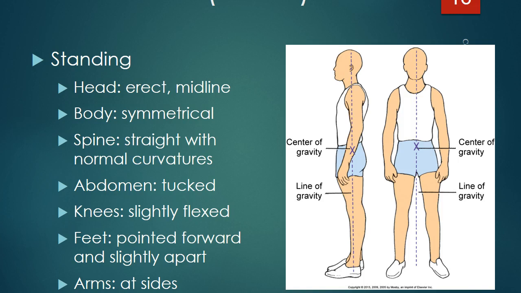Assessment and standing. Assessment of the standing patient includes the following. The head is erect and midline. Body parts are symmetrical. The spine is straight with normal curvatures, with a cervical concave curve, convex thoracic curve, and then a concave lumbar curve. The abdomen is comfortably tucked. The knees are in a straight line between the hips and ankles, and slightly flexed.